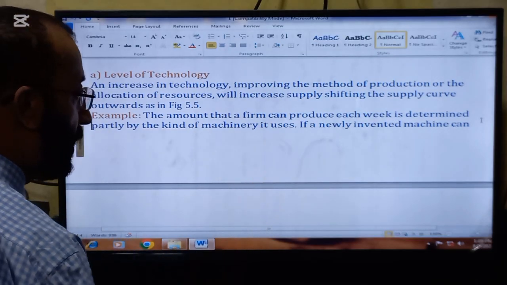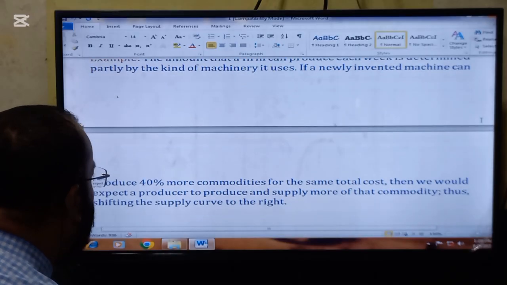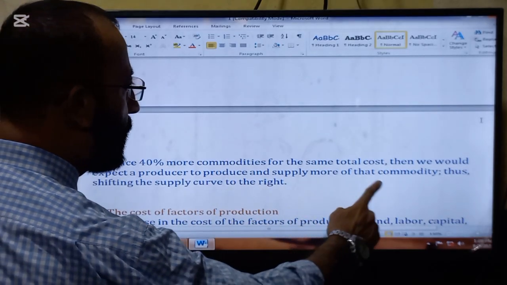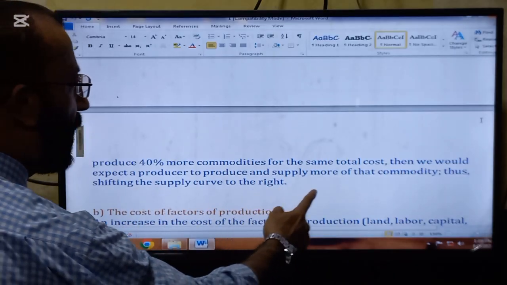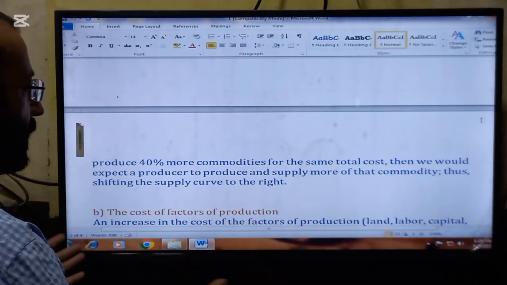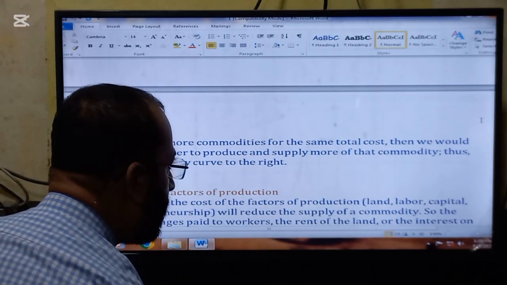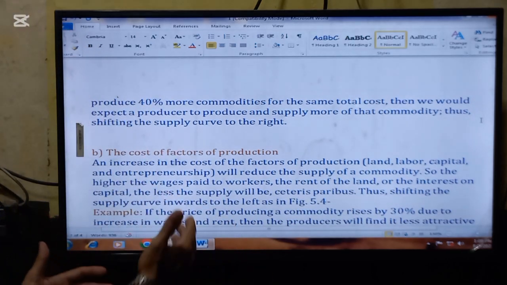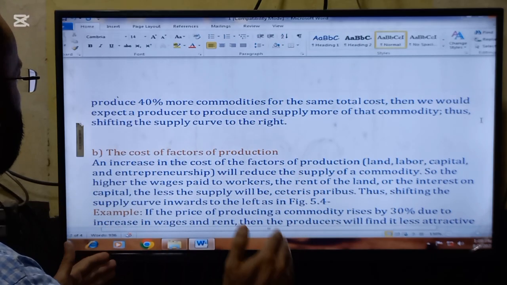Example is here, the amount that a firm can produce each week is determined partly by the kind of the machinery it uses. If a newly invented machine can produce 40% more commodities for the same total cost, then we would expect a producer to produce and supply more of that commodity, thus shifting the supply curve to the right. So definitely the most modern machines actually waste very less and make things at a very speedy pace. So definitely the supply will be increased.